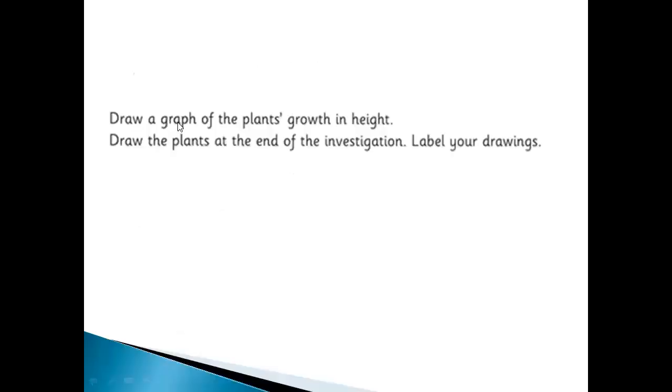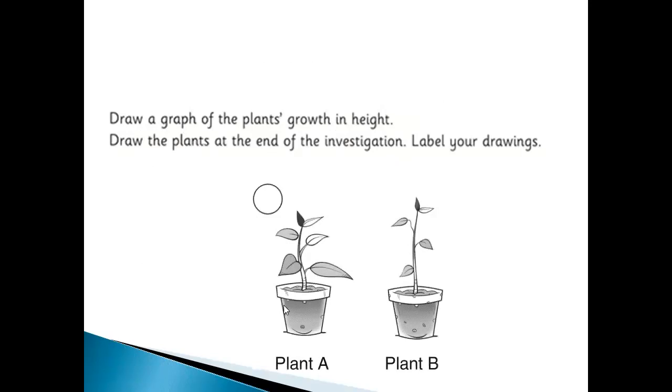After this, draw a bar. You can see this question in your learner book. Draw a graph of the plant's growth in height. This one we did, okay, on the last slide. Next, it says draw the plant at the end of the investigation. Label your drawing. Label is no need, just draw a true plant like this. Plant A and plant B. Plant A we put in sunlight, so you can say this one is growing well. If you see the leaves and stem, plant B is thin and not growing well.